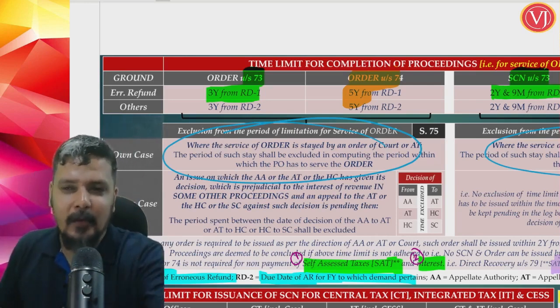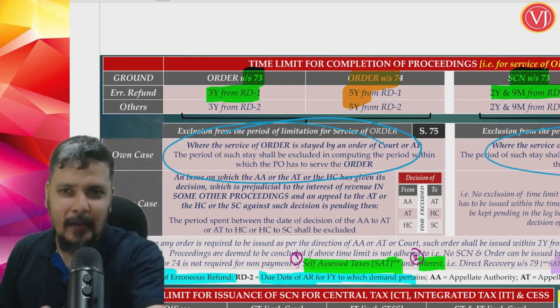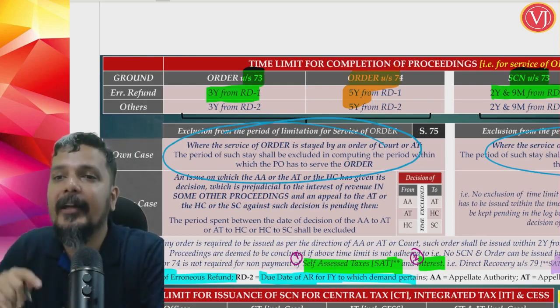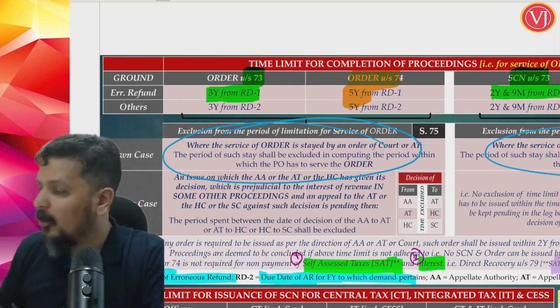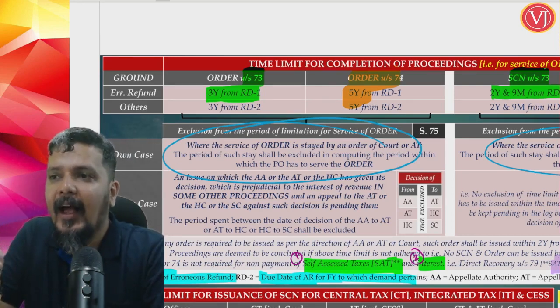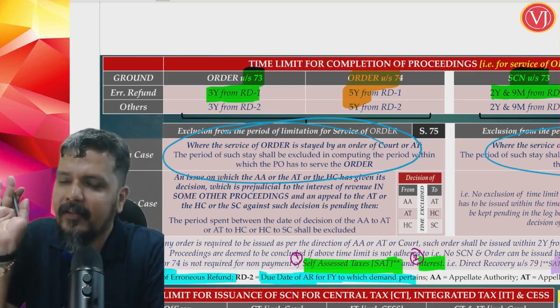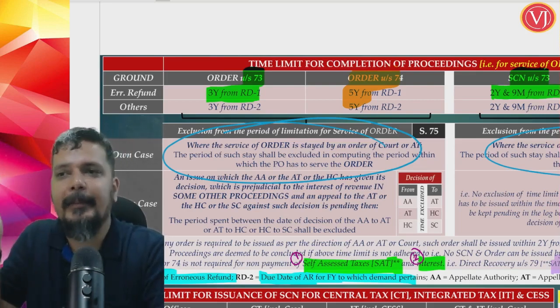So don't go with this exclusion and all. Calculate the time limit that you work out: 2 years 9 months, 3 years, 4 years 6 months, 5 years. Calculate normally, then add stay period. Very simple way. Stay period of notice is added. Stay period of order is added.